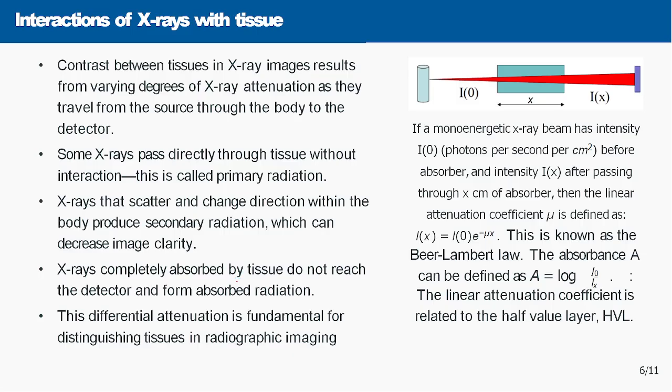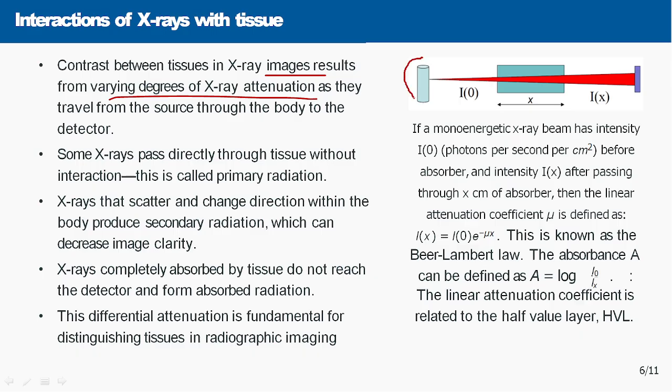Now, interaction of X-ray with tissue. As we have discussed, different contrast of tissue, the contrast can be formed due to the absorption and scattering effect through that tissue. The contrast between these tissues in X-ray images results from varying degrees of X-ray attenuation as they travel from source through the body to the detector.